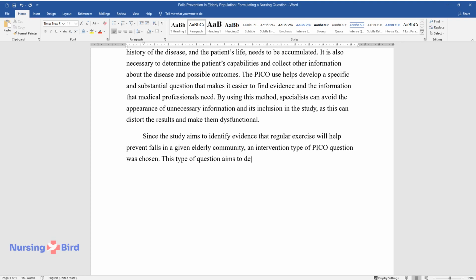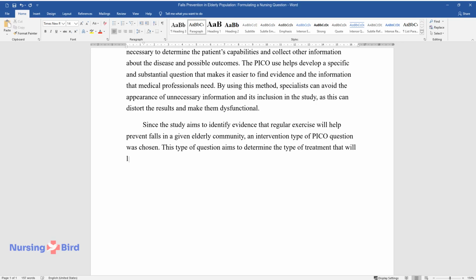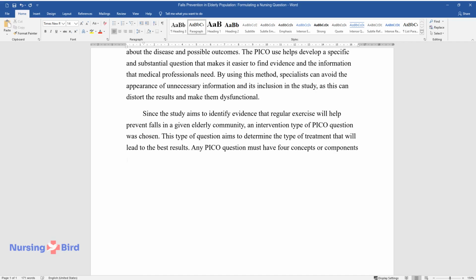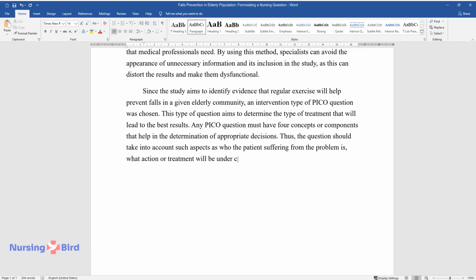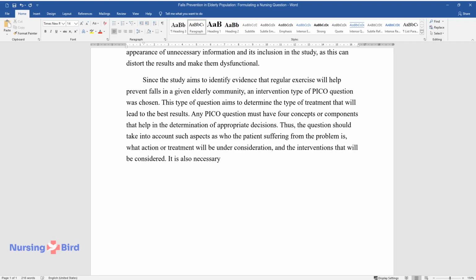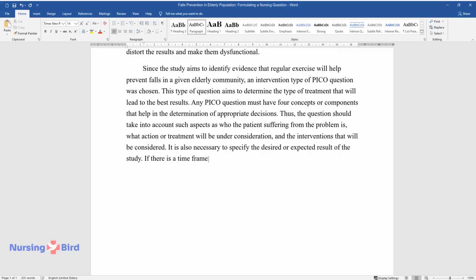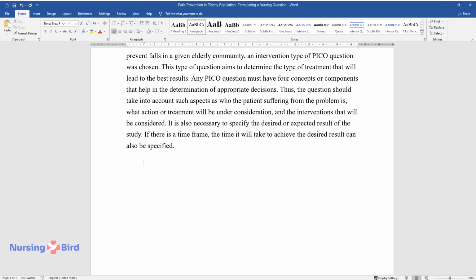This type of question aims to determine the type of treatment that will lead to the best results. Any PICO question must have 4 concepts or components that help in the determination of appropriate decisions. Thus, the question should take into account such aspects as who the patient suffering from the problem is, what action or treatment will be under consideration, and the interventions that will be considered. It is also necessary to specify the desired or expected result of the study. If there is a time frame, the time it will take to achieve the desired result can also be specified.